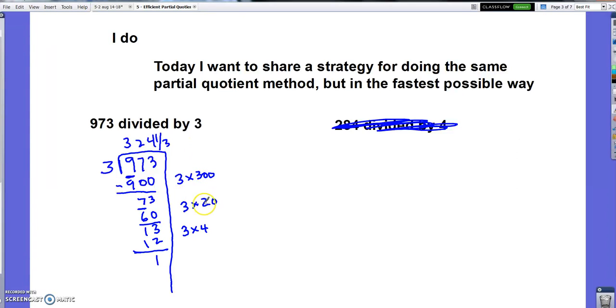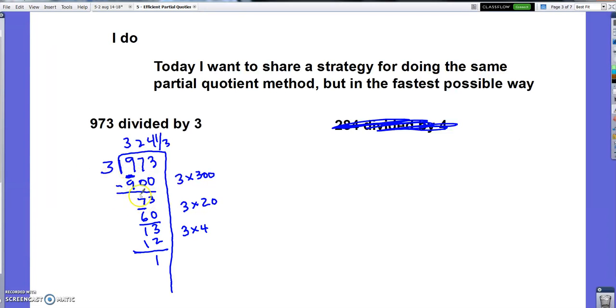When I did this the fastest possible way with partial quotients, let me remind you what I did. I went to 973 divided by 3, and I said, okay, I'm just going to look at my hundreds, my 900s, and I'm going to try to make 900 with my 3 here. So I did 3 times 300, and that cleared out all my 900 right away. I was from 973 to 73 by just focusing on that first number.